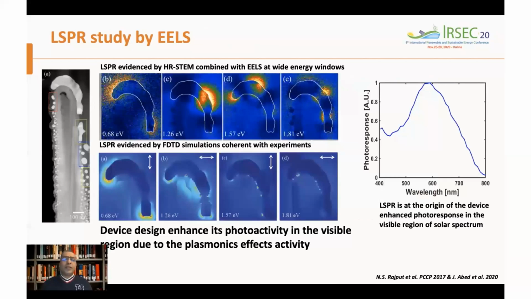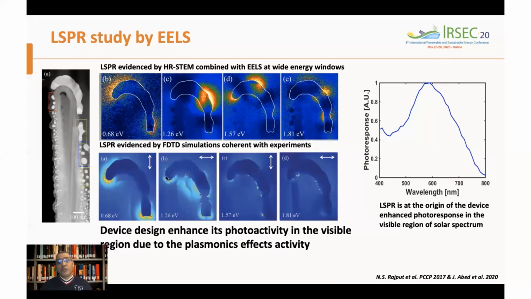To further study the efficiency of this LSPR, we first try to observe this phenomenon at very high resolution using electron energy loss spectroscopy inside a high resolution transmission electron microscope. Here is the shape of our device, and you can see that in different energy windows, we were able to trigger this LSPR at different positions of our fish hook-like structures. This shows that our design is efficient because it triggered LSPR at different energy windows, which is coherent with the photoresponse in the visible region.